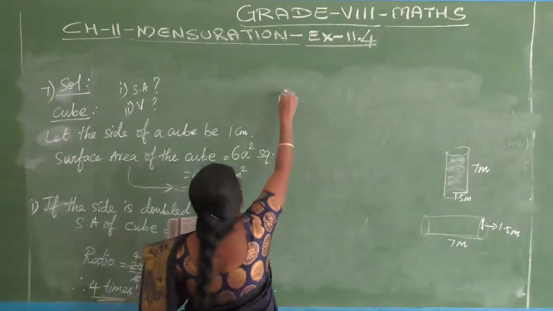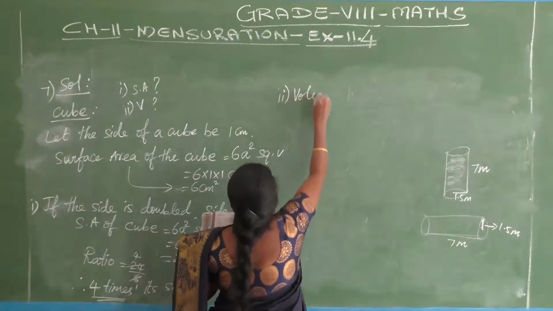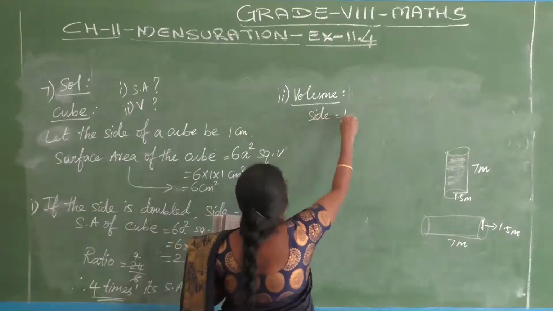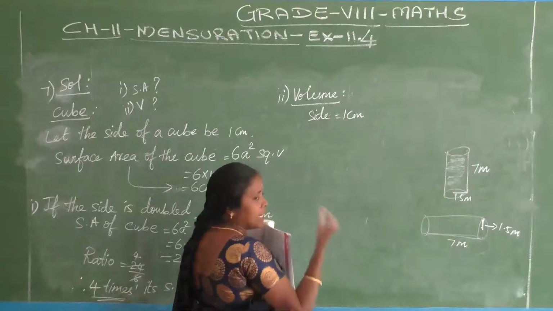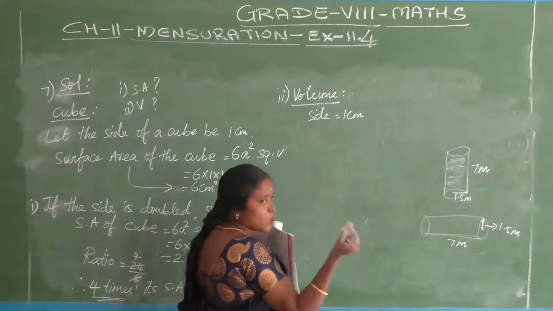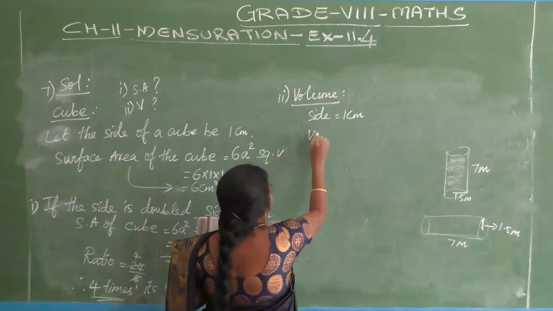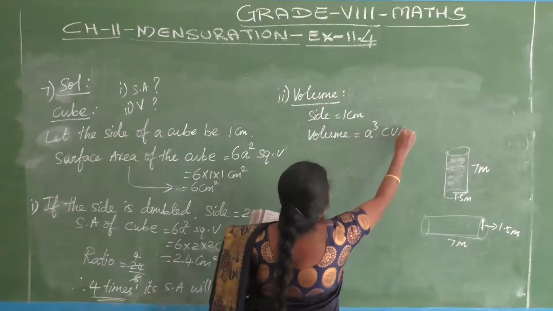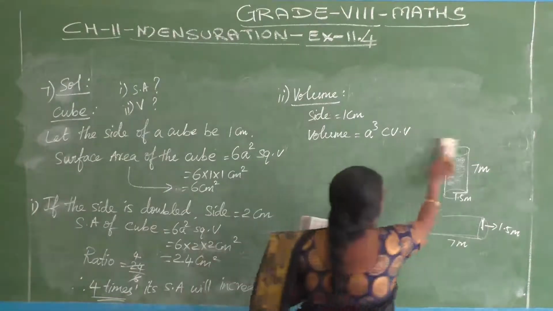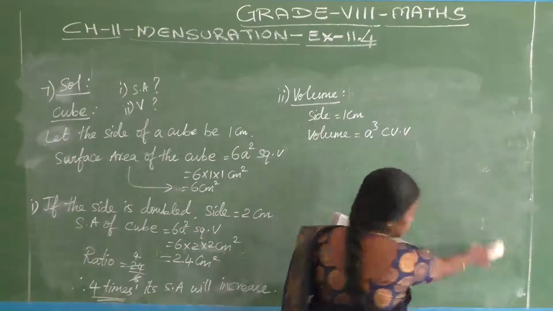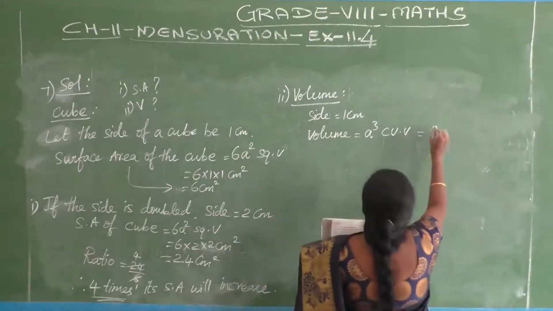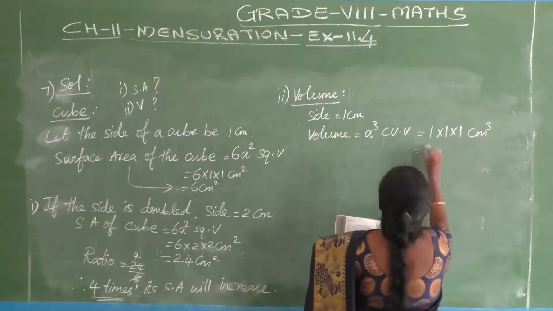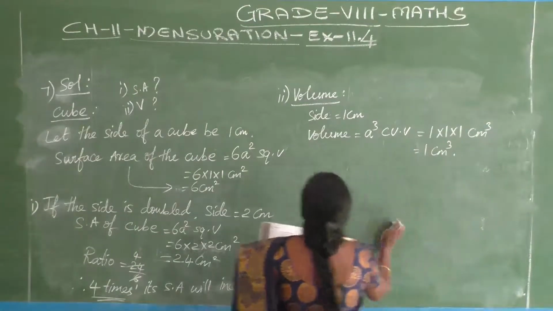Likewise, they are asking about the volume category. Here also I mentioned side as 1 centimeter. For understanding purposes, I have taken the side measurement as 1 centimeter. What is its volume? Volume of the cube, cubic units. So 1 into 1 into 1 centimeter cube, nothing but 1 centimeter cube only. Clear?